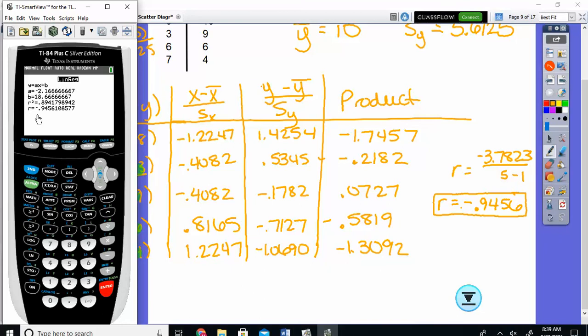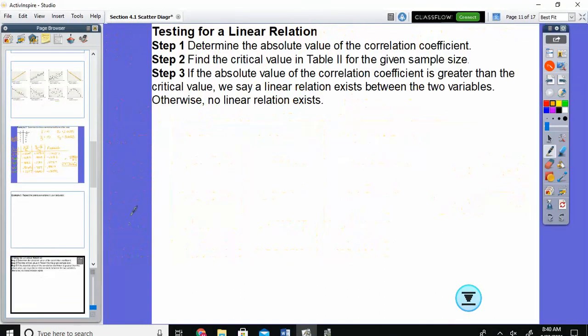So when we use our calculator, do we still have to do the graph? A lot of times I'll ask you to look at the graph first to make sure it is a linear pattern. On the calculator, we have to make sure that a linear relation is appropriate on our problems.